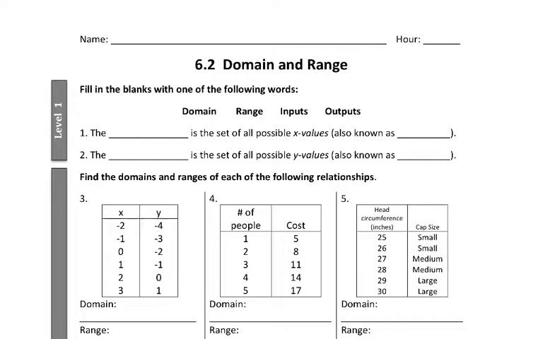The blank is the set of all possible x values. That is going to be the domain. The domain is the set of all possible x values. We also call those inputs. Okay, so if you can remember that x is your input, a way that I teach my students to remember that is that at the end of the word domain is the word in. So the domain is our x values. That means that our range is the set of all possible y values, also known as outputs.